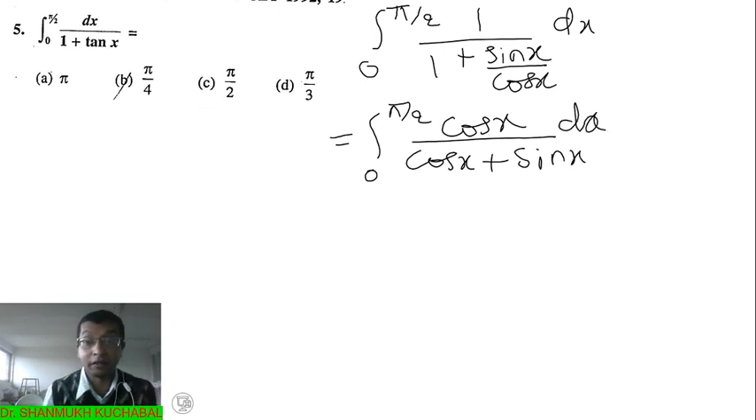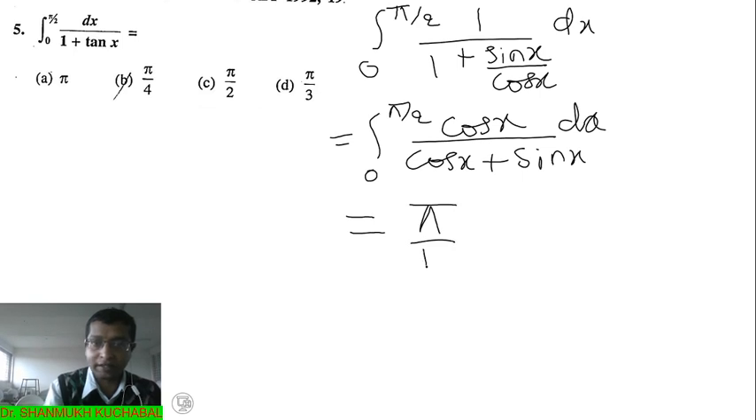Which is similar to the first example. Here the value of n is 1: cos raised to 1 x divided by cos raised to 1 x plus sin raised to 1 x. So the answer is pi by 4 here. It is a standard function. Therefore option B is the right answer.